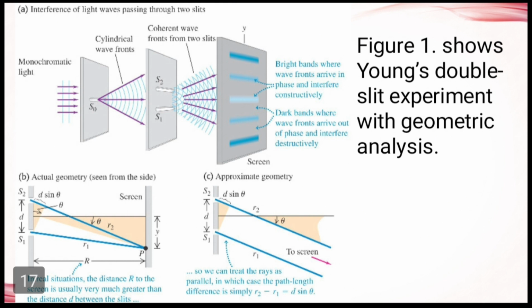Figure 1c shows the approximate geometry of light waves passing through two slits. Through analyzing this, we can treat the rays as parallel, in which case the path length difference is simply the distance from slit 2 to the screen minus the distance from slit 1 to the screen, which is equal to the separation of the slits times sine theta.